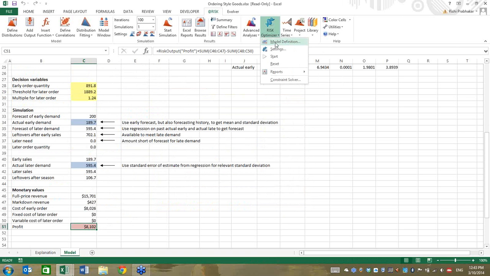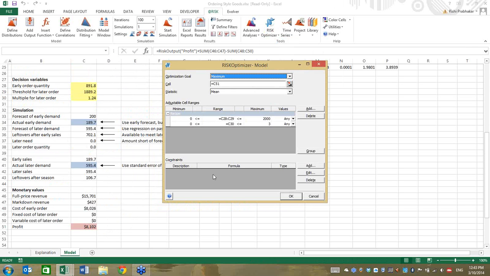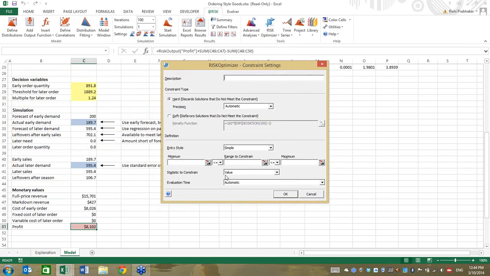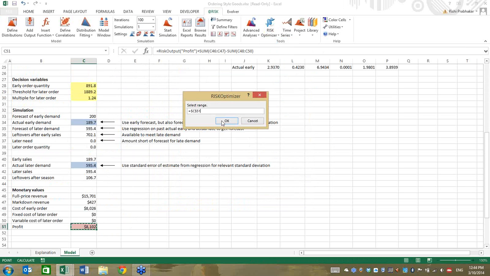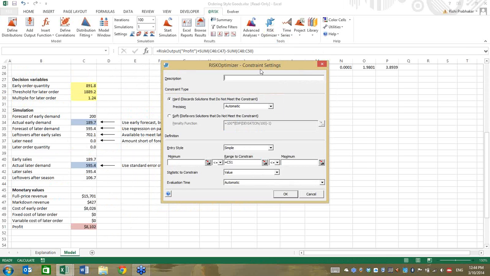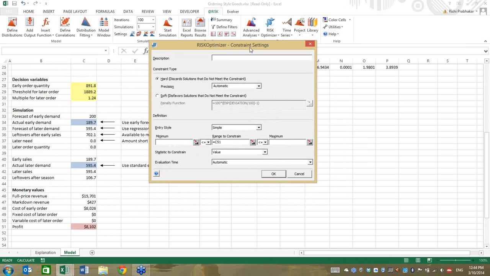So if I go into my model definition, there are no constraints there currently, but I can add specific constraints about my output cell. Previously, there was no constraint on the output cell. It didn't make sense because the output cell would just want to make as big or as small as possible. But now the output cell is a distribution, so aspects of it we might like to constrain.